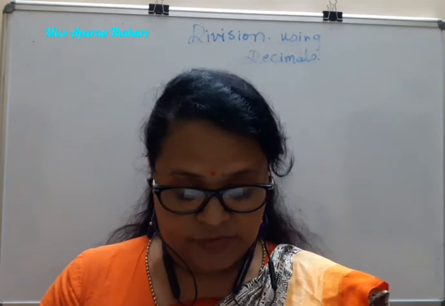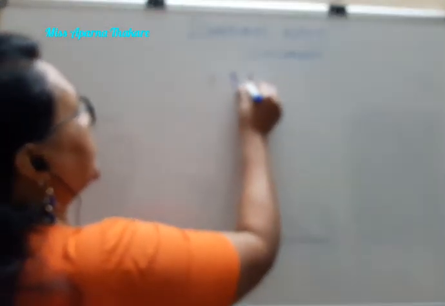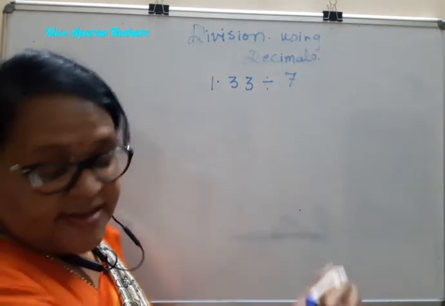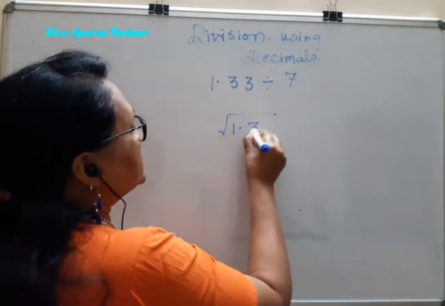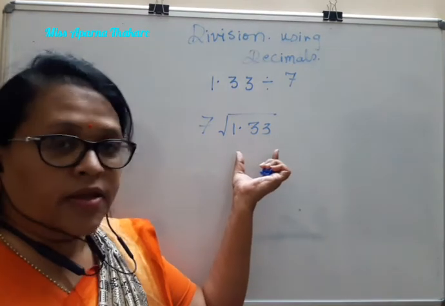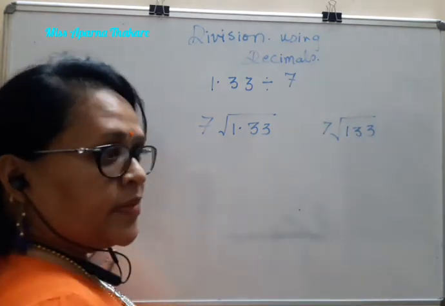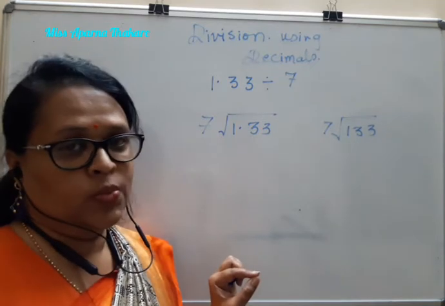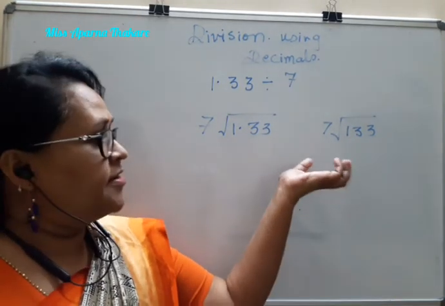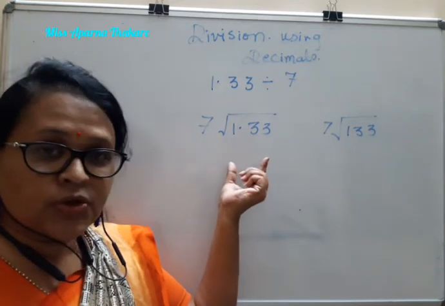The problem given is 1.33 divided by 7. We can do it directly as 133 divided by 7. Seven twos are 14, no, because here is 13. We should not think of one digit, and two digits also we should not think, because 7 twos are 14 and 7 ones are 7.